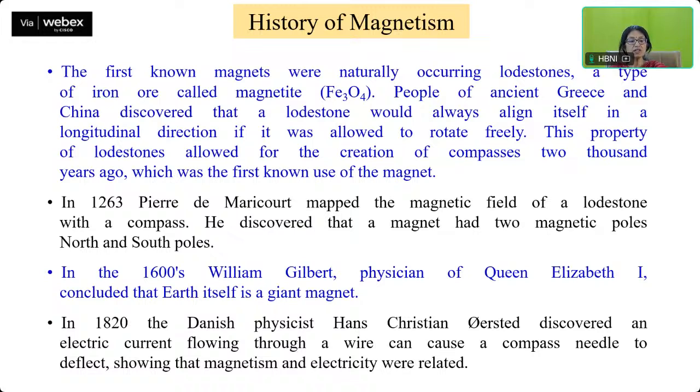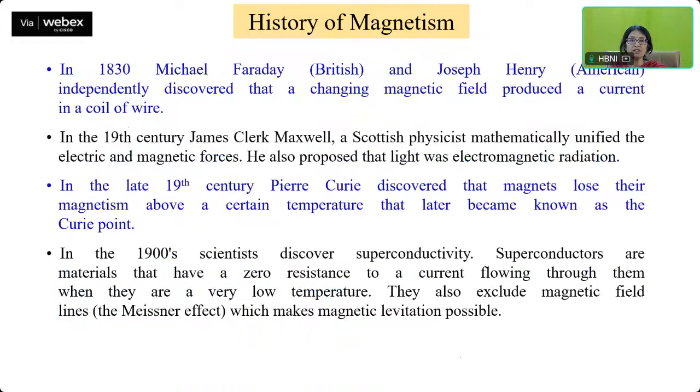Then in 1263, Maricourt mapped the magnetic field of a lodestone with a compass, and he discovered that a magnet had two magnetic poles, north and south poles. Then in the 1600s, William Gilbert concluded that Earth itself is a giant magnet. Then in 1820, the Danish physicist Hans Christian Ørsted, who has the famous Ørsted equations and theories, discovered that an electric current flowing through a wire causes a compass needle to deflect, and he showed that magnetism and electricity were related.